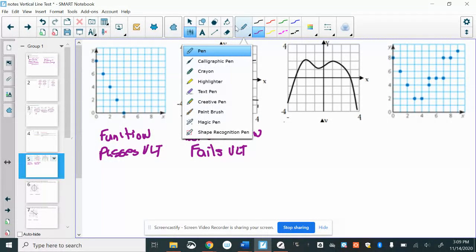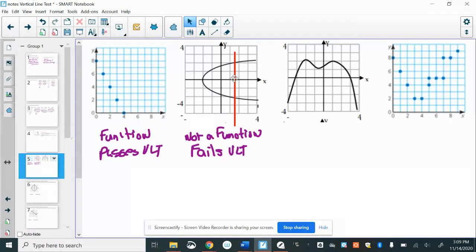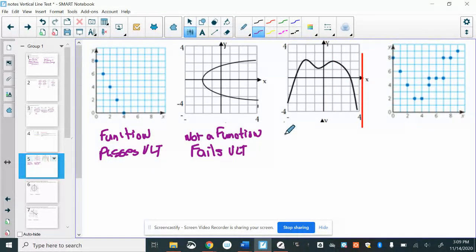We'll just abbreviate that VLT. All right, so again, let's take our vertical line and move it across this function here. You want to make sure it only touches one piece at a time, which it does. So this one is a function. It passes the vertical line test. And we've got one more.